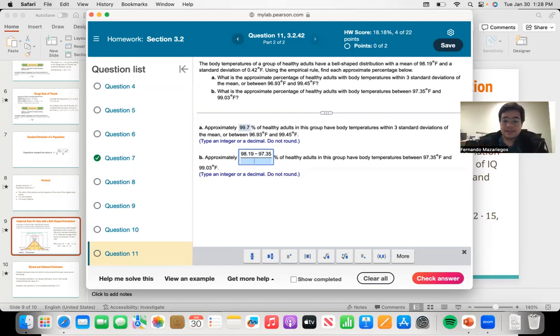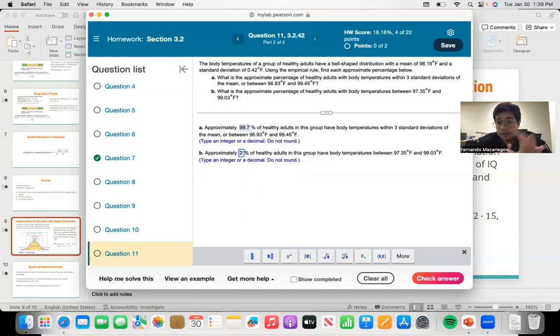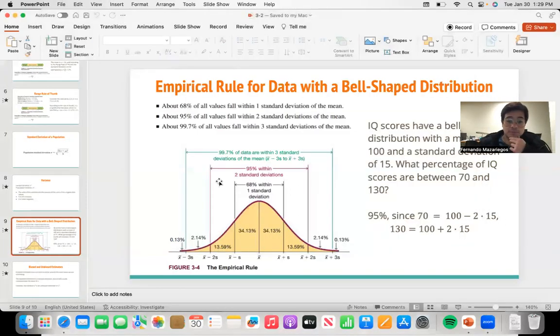And if we divide by the standard deviation, we will get how many standard deviations away from the mean this value is. So we do 98.19 minus 97.35. That is 0.84. And we divide by 0.42, which is 2. So this means that these two values are 2 standard deviations away from the mean. And by our empirical rule for data with a bell-shaped distribution, if we are 2 standard deviations away from the mean, that means that we have 95% of the data values within those two numbers in that interval.